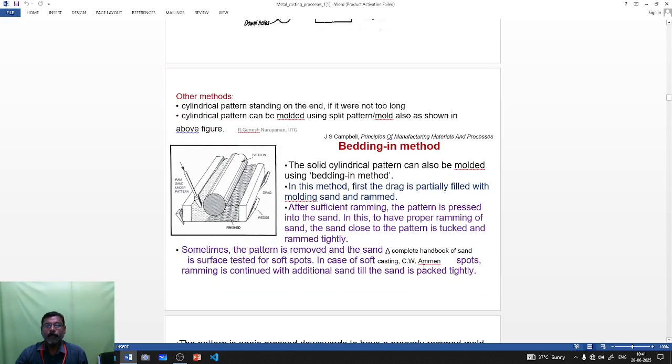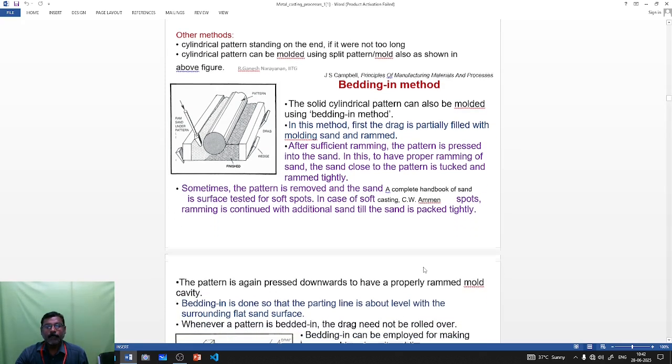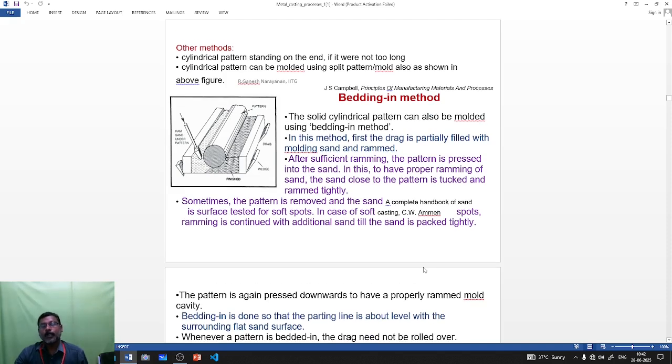Other methods: cylindrical patterns standing on end. If it is not too long, then the cylindrical pattern can be molded using split patterns. Then the bedding-in method. The solid cylindrical pattern can also be molded using the bedding-in method. In this method, first the drag is partially filled with molding sand and rammed. After sufficient ramming, the pattern is pushed into the sand. To have proper ramming of sand, the sand close to the pattern is dug and rammed tightly.